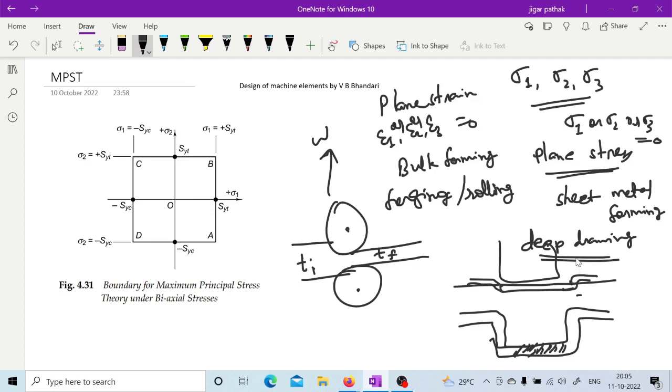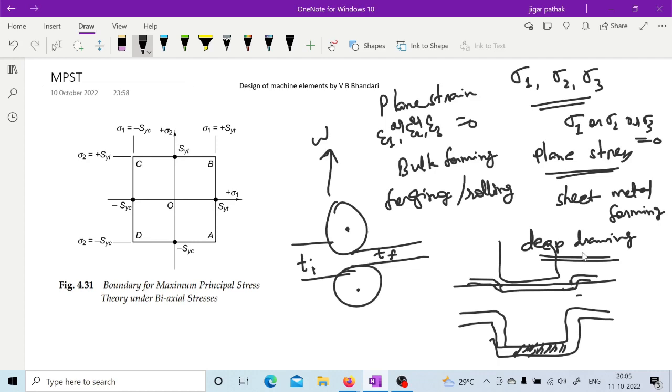Okay. So, in punching, you may have that shear. In punching and blanking, where you are cutting the material, in that case, you may have that shearing.